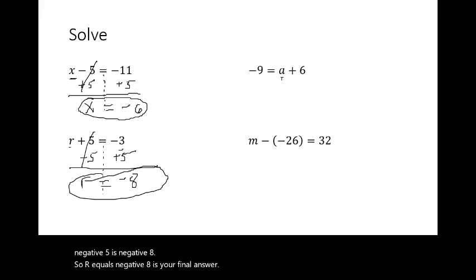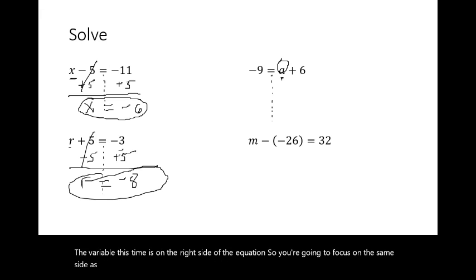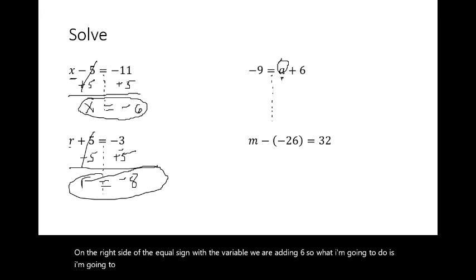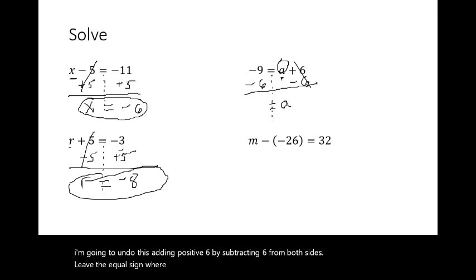Now for this next one, -9 equals a plus 6. The variable this time is on the right side of the equation. So you're going to focus on the same side as the variable that you're trying to solve for. On the right side of the equal sign with the variable, we are adding 6. So what I'm going to do is undo this adding a positive 6 by subtracting 6 from both sides. Leave the equal sign where it is, and then on the other side, a plus 0 is a.